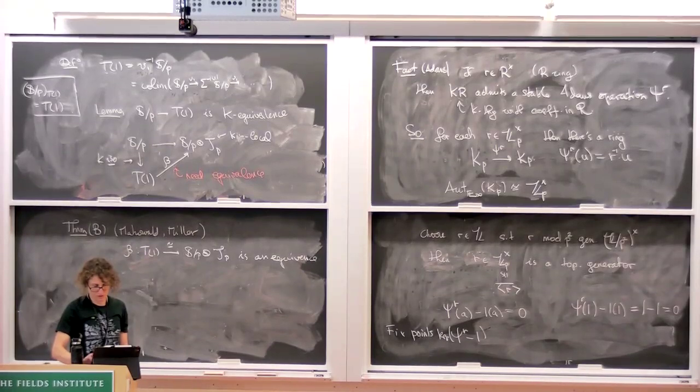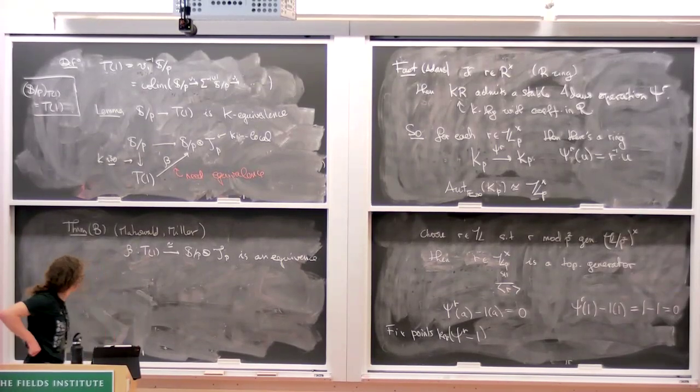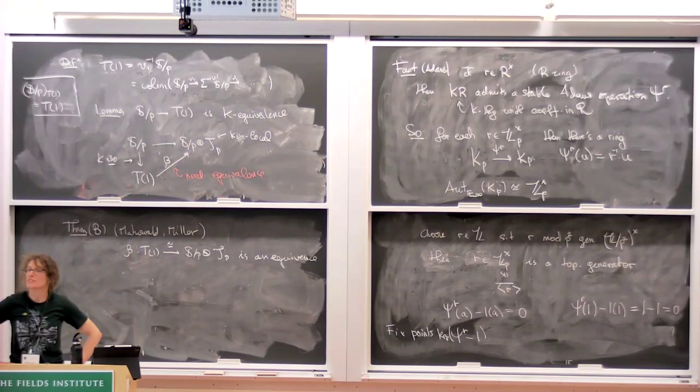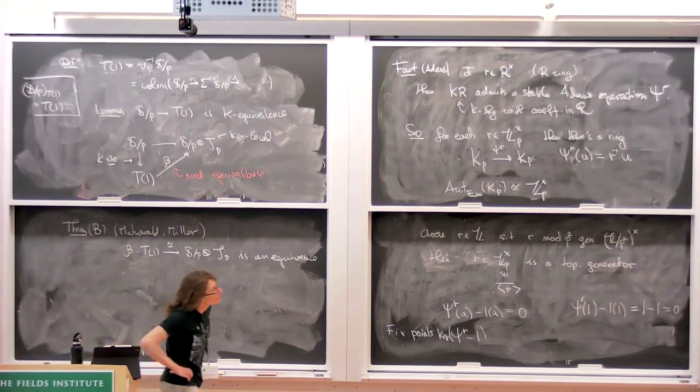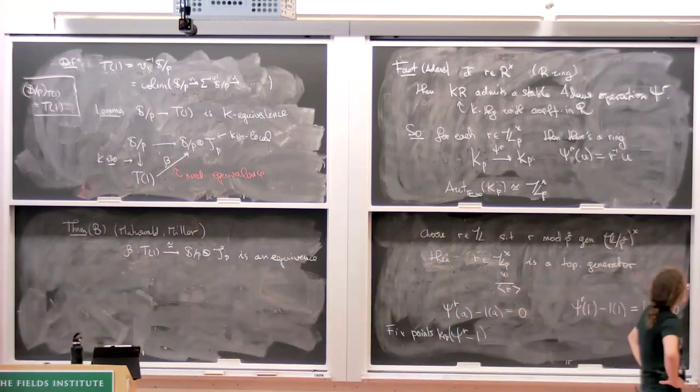To construct beta, you already used the fact that JP is the localization. No, I did not. You used the fact that the map is a terminal equivalence. So we have some K local thing. Our goal is to show this is a K equivalence. Right now we have a map to some K local thing.